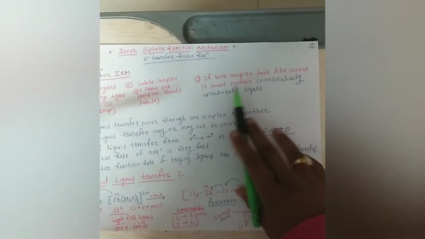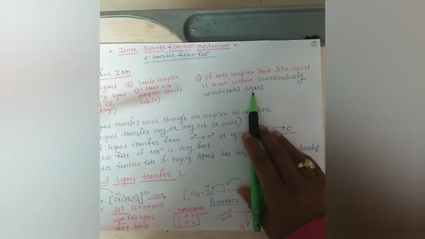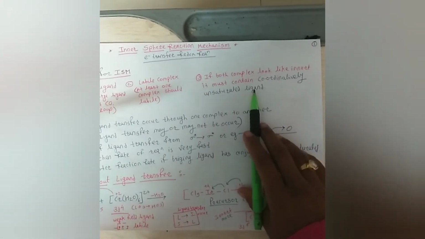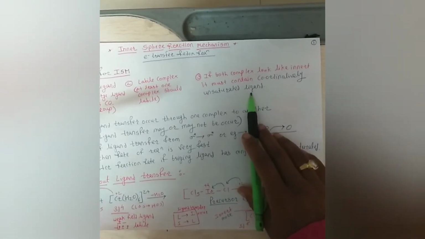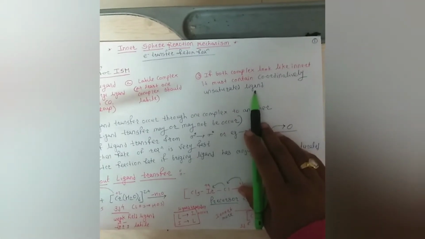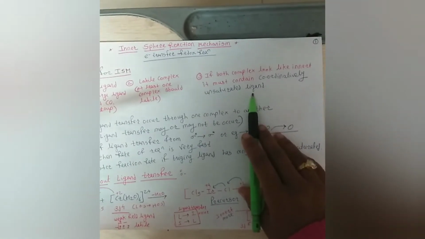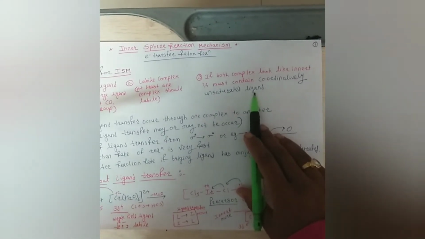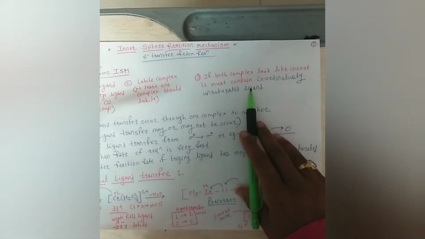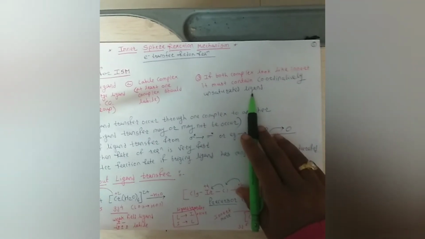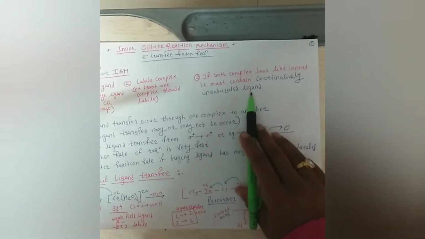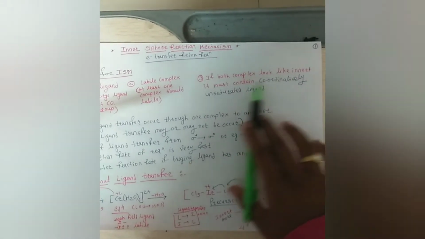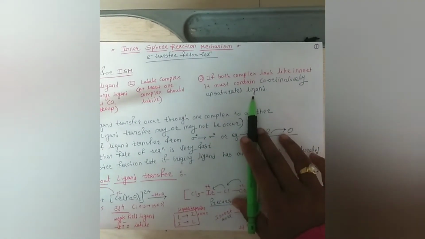So what do we mean by coordinatively unsaturated ligand? Suppose our complex is octahedral, it generally contains 6 ligands. It's a necessary condition for the octahedral complex. But if the complex contains 5 ligands instead of 6, such a complex is called a coordinatively unsaturated complex.